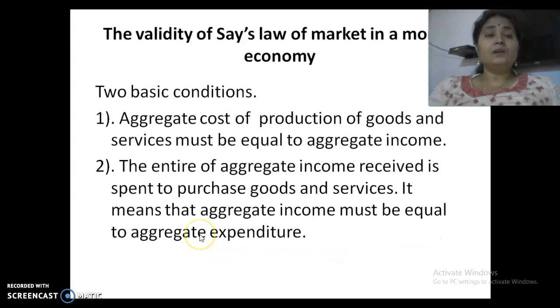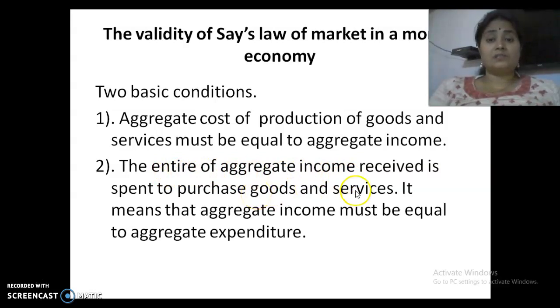Next, the validity of the Say's law of market in the money economy. There are two conditions for the validity of Say's law of market in the money economy. The first condition is that the aggregate cost of production of goods and services must be equal to the aggregate income of factors. The second condition is that the entire aggregate income received is spent on the purchase of goods and services.